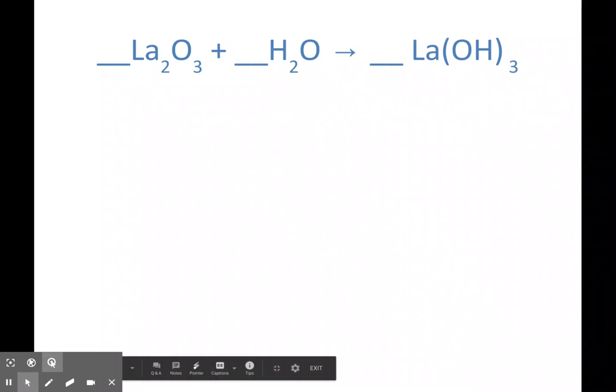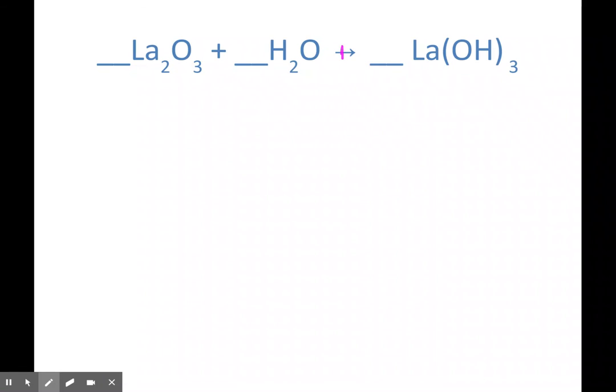Let's look at another one. Here's my arrow, so I'm going to make my list. I've got La, I've got O, and I've got H. I have 2 La's on this side and 1 on this side. Oxygens, I've got 3, 4, and over here I've got 3. And hydrogens, I've got 2 and 3.